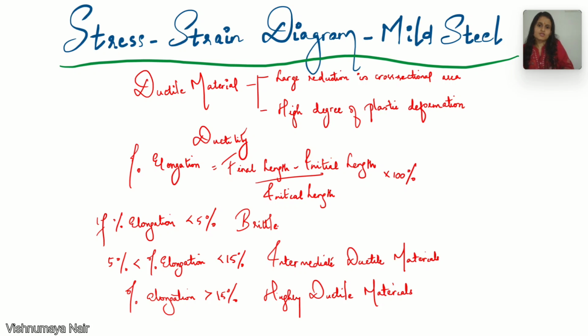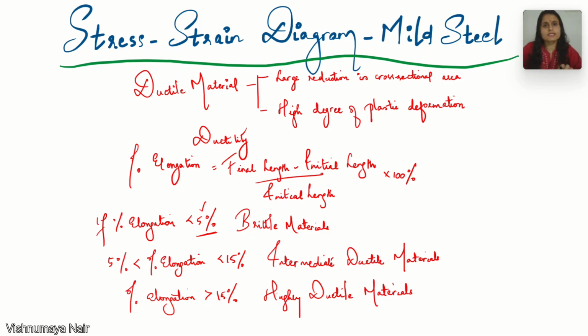So here in the case of brittle materials, you can see that the percentage elongation is less than 5%. So percentage elongation is very less in the case of brittle materials. So these materials exhibit very less or no plastic deformation before fracture. These materials break without any warning.